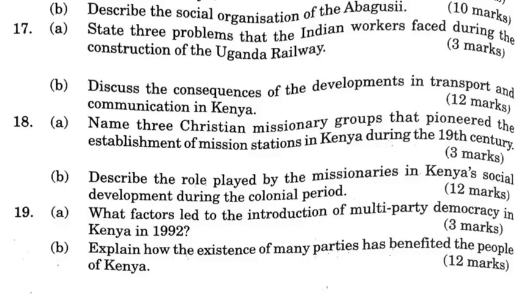18A. Name 3 Christian missionary groups that pioneered the establishment of mission stations in Kenya during the 19th century. The East African Scotland Mission, the American Seventh-day Adventists, the Holy Ghost Fathers, the Consolata Fathers, the Mill Hill Fathers.